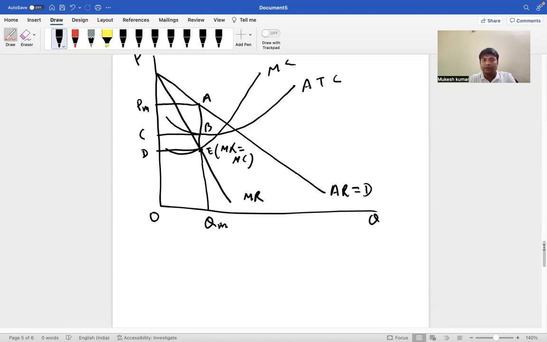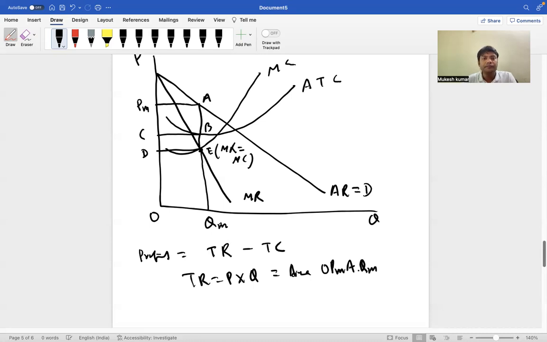What is the profit area here? You know that profit is equal to total revenue minus total cost. The area here represents the total revenue, which is the product of price and quantity. The price is OPM per unit, and the output produced and sold is OQM. So the area OPM into OQM, that is OPMAQM, represents the total revenue.